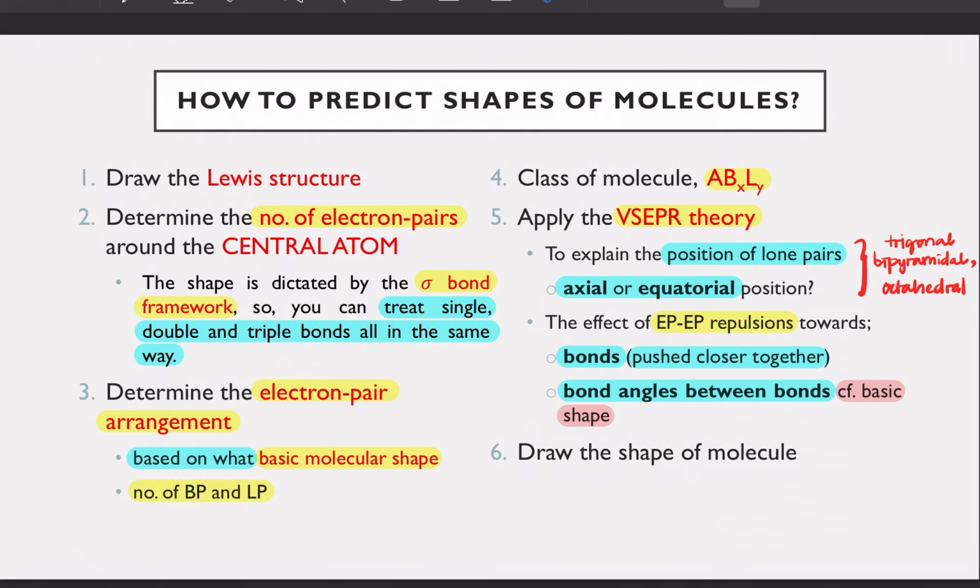So you have to get this one right, okay? And then from your Lewis structure, you will determine the number of electron pairs that are around your central atom. Alright? So from there, awak tahu berapa the number of electron pairs. Okay? So the shape is dictated by the sigma bond framework.